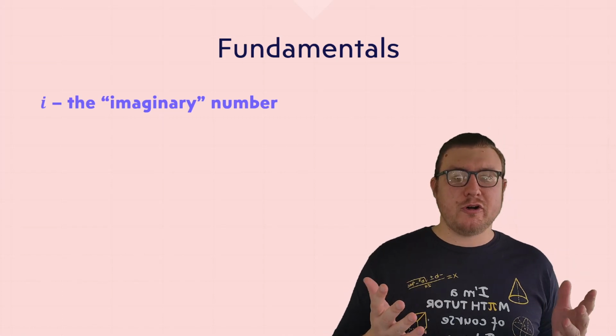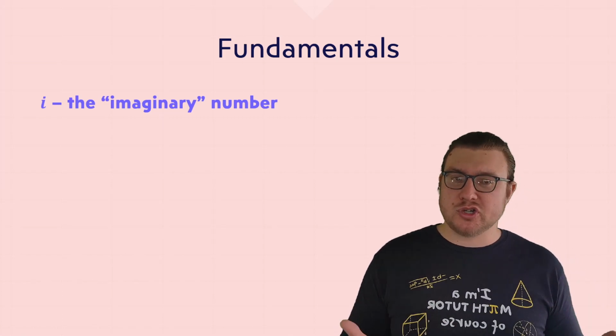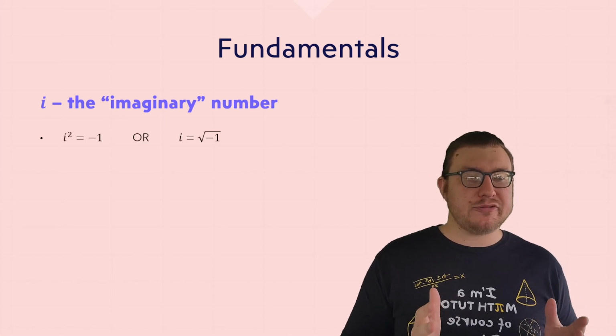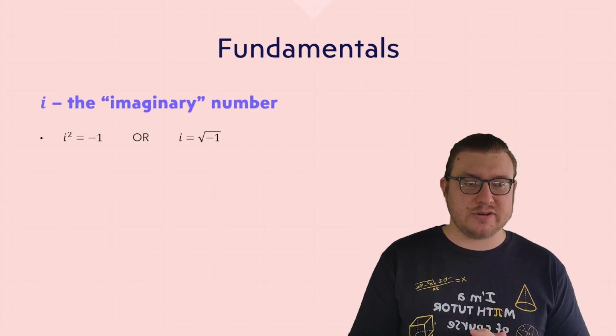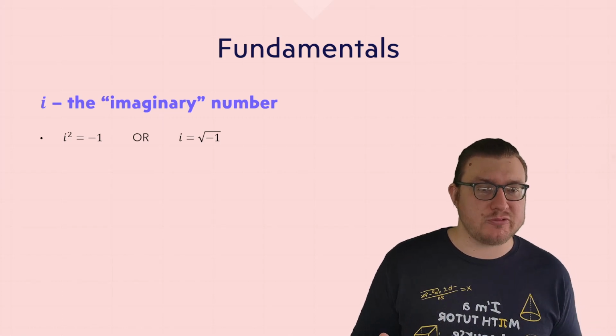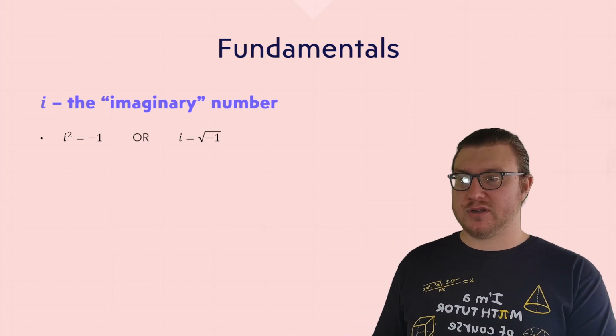So first of all, for the fundamentals, i, the imaginary number, you should know this by now. I expect that you know this. We define that number i to be i squared equal to minus 1, or if you like it more, you can have i equal to the square root of minus 1. Both of those definitions are equivalent.